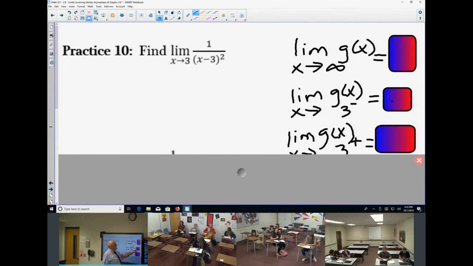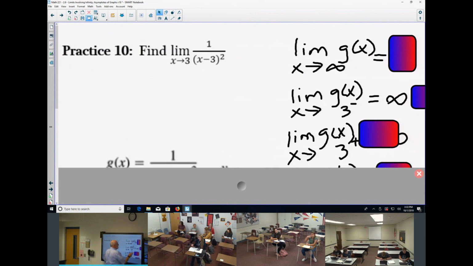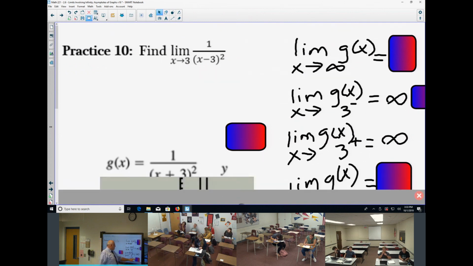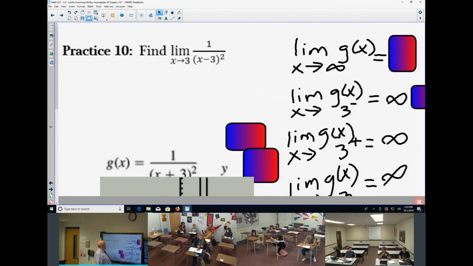and the answer is from the left, when you plug in values slightly less than 3, it's going to go to infinity. From the right, it's also going to go to infinity because it's squared. So you're going to have a positive over a positive in both cases. So that means the limit in general is going to be infinity. Okay?